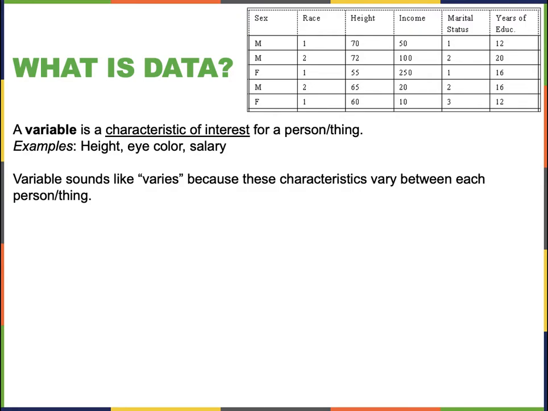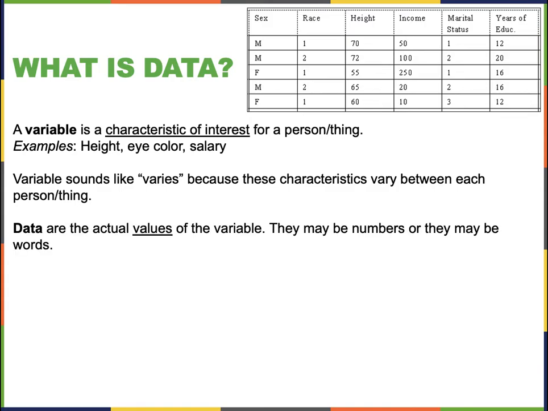Variable sounds like varies, because these characteristics vary between each person or thing. For example, a height can vary from person to person, an eye color can also vary, and a salary can vary from one person to the next. Data are the actual values of the variable. They may be numbers or they may be words.